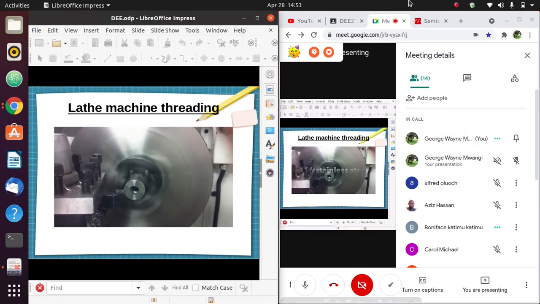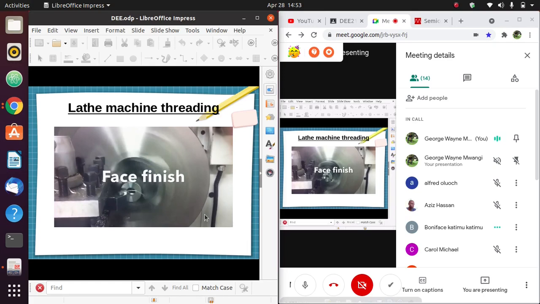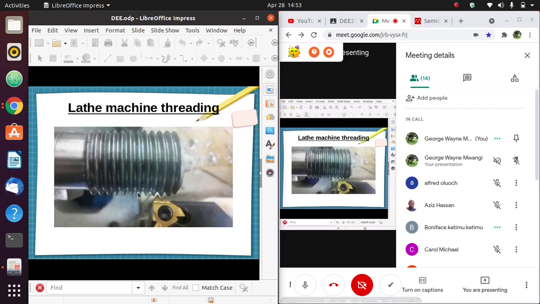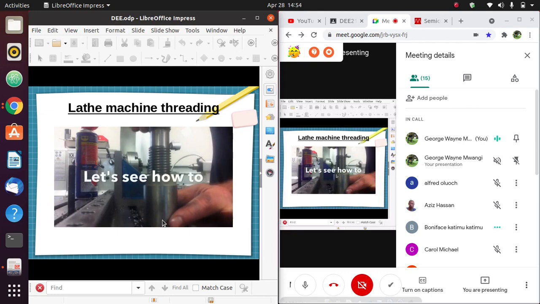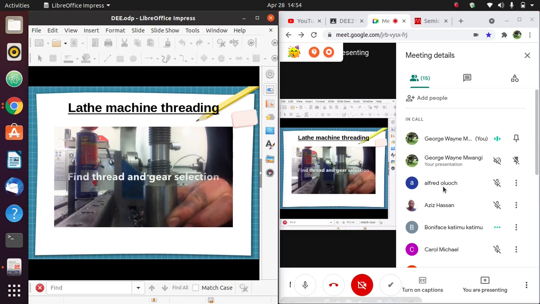Now this is a basic machine in process. Kuna facing, kuna turning. We'll be given a blank cylindrical workpiece. So in a lathe machine, you can be able to drill, you can be able to make threads, you can be able to face. Facing ile hiyo ambayo umeona sasa hivi, amepitisha that cutting tool across the diameter of that workpiece ili iwe safi.